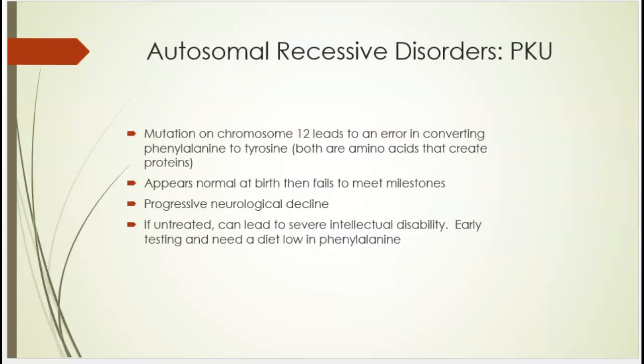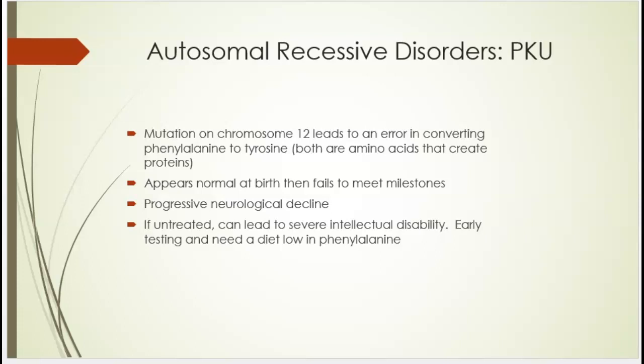So PKU is a mutation on chromosome 12. I guess I won't ask you the chromosomes these are on. I can't imagine they'd ask you on your boards. They might. I'm trying to give you a general overall in some of these diseases. But anyway, I won't ask you chromosome number, but just so you know, these mutations happen on specific chromosomes.